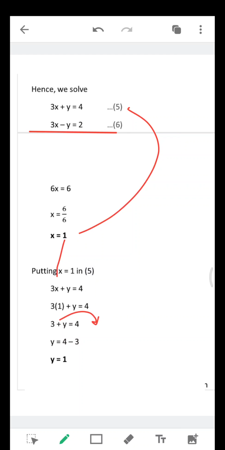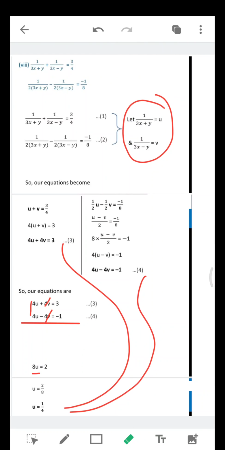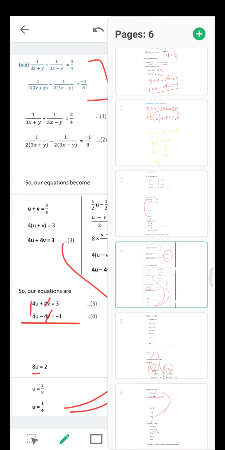So finally we have got the values of x and y. So x equals 1 and y equals 1 is the solution of which equations? It is the solution of our question number 8. So if you put x equals 1 and y equals 1 here, they satisfy it. So 1 comma 1 is the solution of these equations.